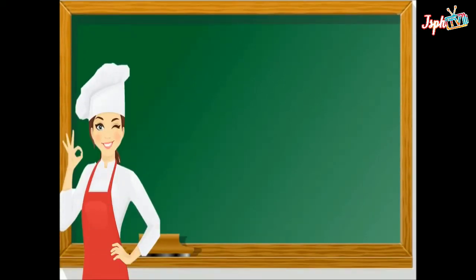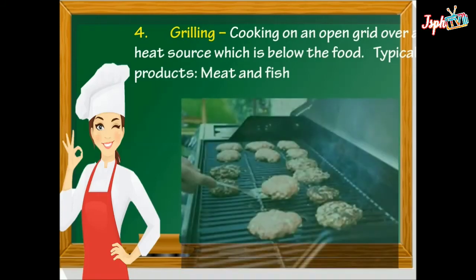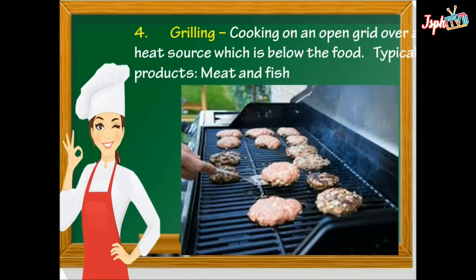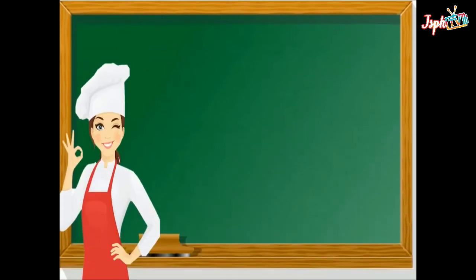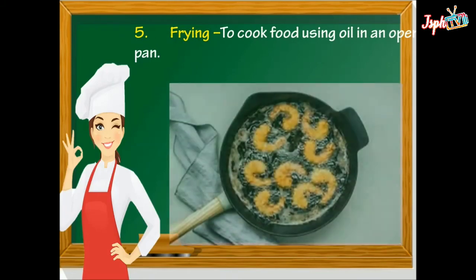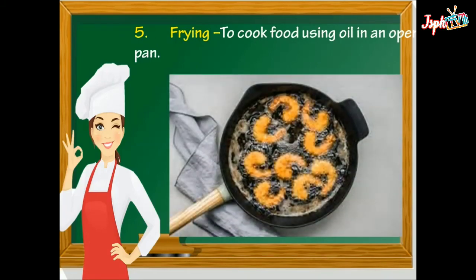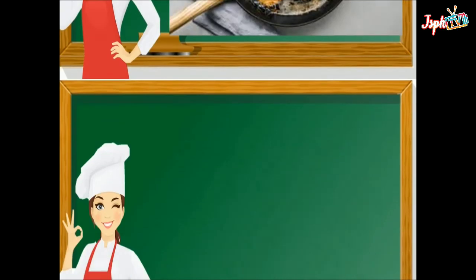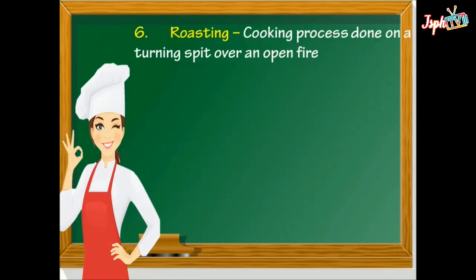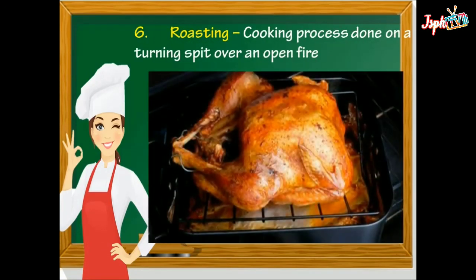4. Grilling. Cooking on an oven grid over a heat source which is below the food, typical product meat and fish. 5. Frying. To cook food using oil in an open pan. 6. Roasting. Cooking process done on a turning spit over an open fire.